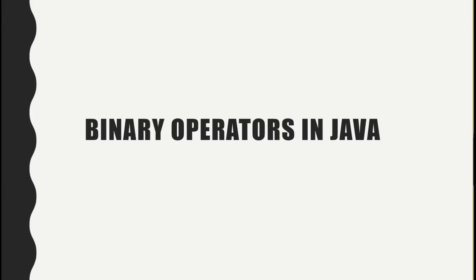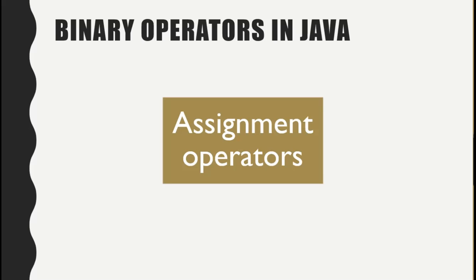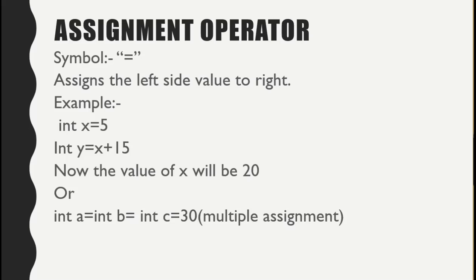So in today's video, we are going to talk about binary operators in Java. So first of all, it is assignment operators. We can see the symbol of the assignment operator. It is symbolized by this equal to symbol, and an example is also given here.